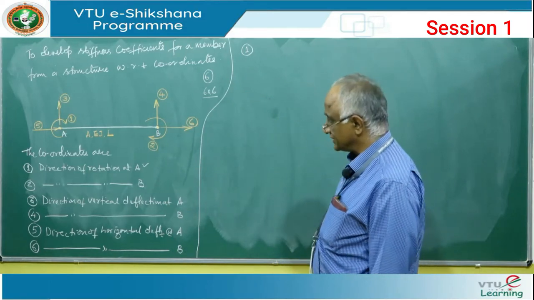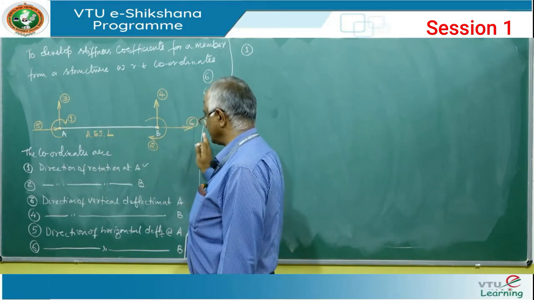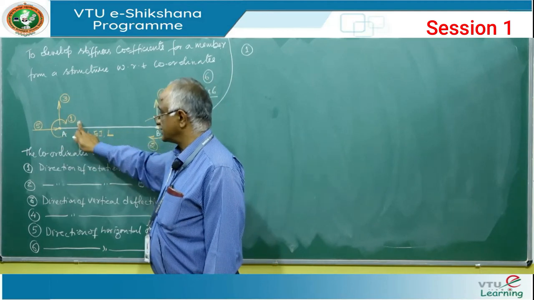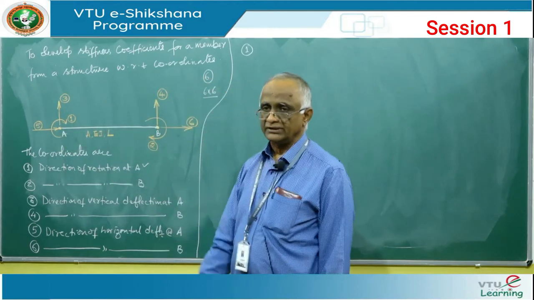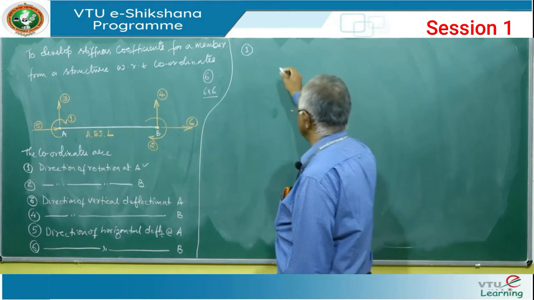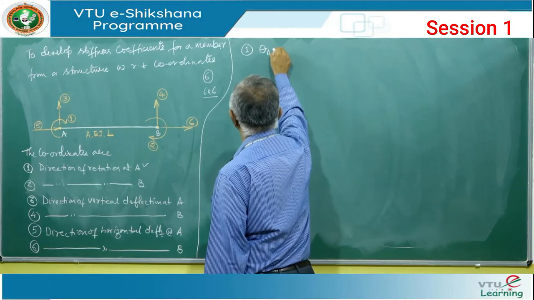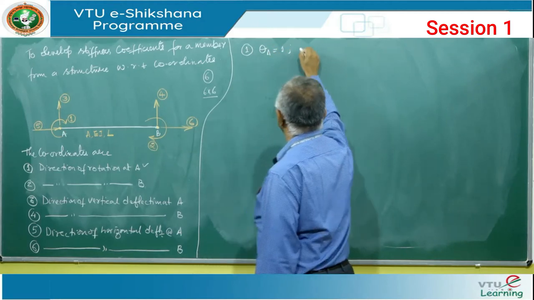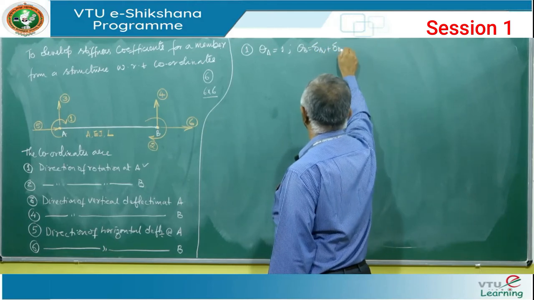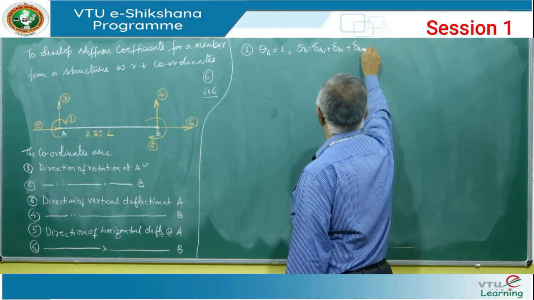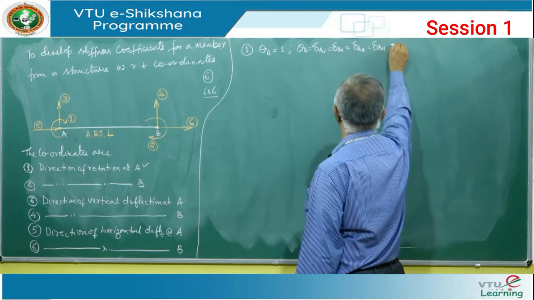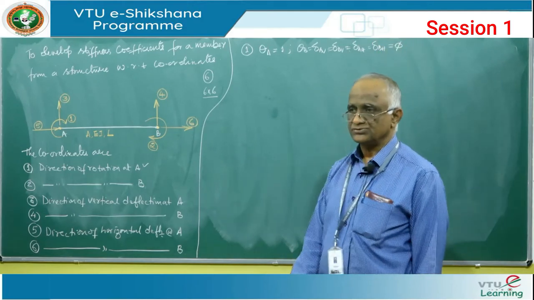What are the values of the forces developed at 1, 2, 3, 4, 5 and 6 giving a unit rotation at 1? Once you give a unit rotation, there will be forces developed at all the coordinates. Wherever it is not, it will be equal to 0. To represent that, I will take theta A equal to 1, and remaining all, theta B, delta AV, delta BV, delta AH, and delta BH, all of them should be equal to 0.